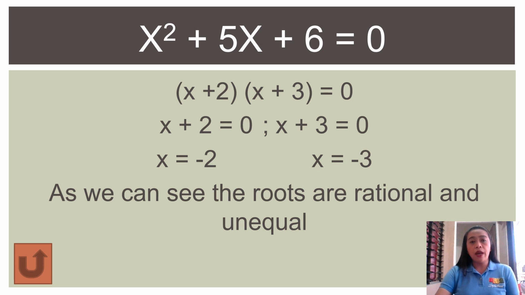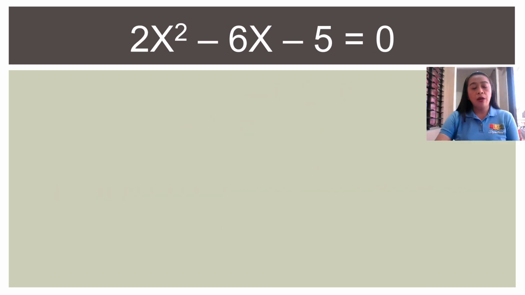For our second example, we were able to see that if the discriminant is positive and it is a perfect square, therefore the nature of root is rational and unequal. So let's have the next example.